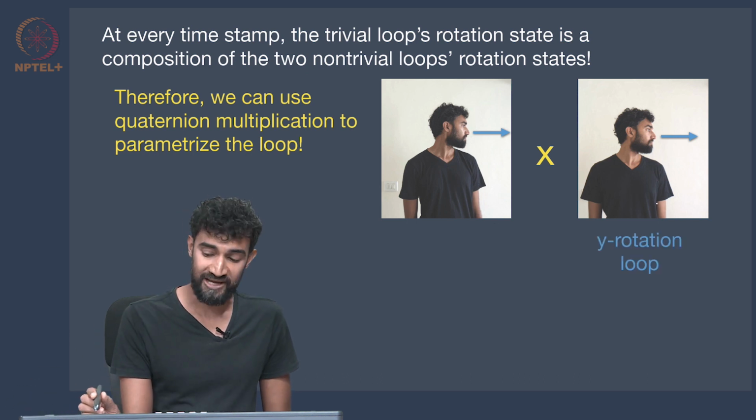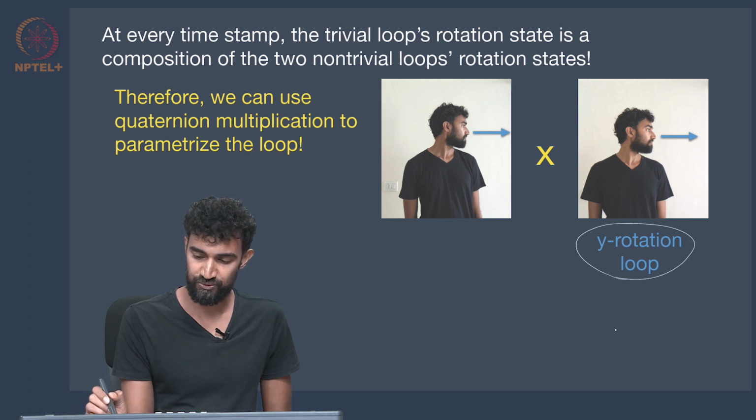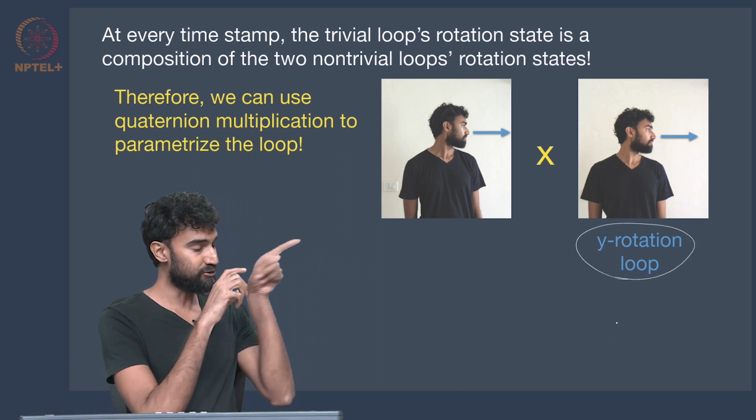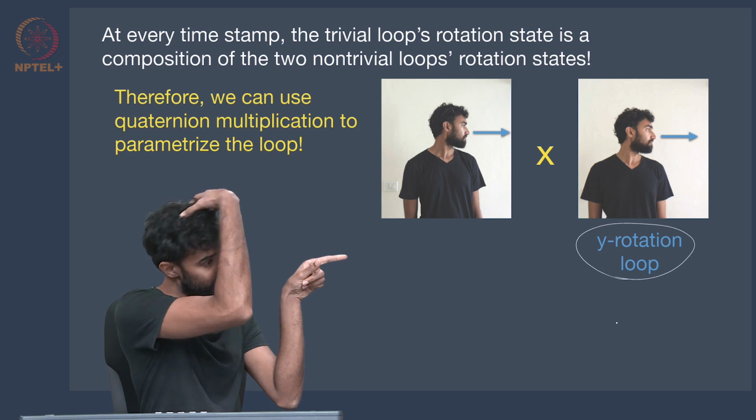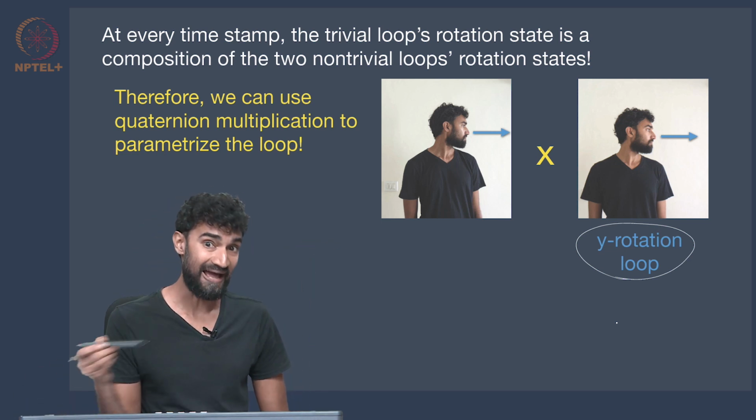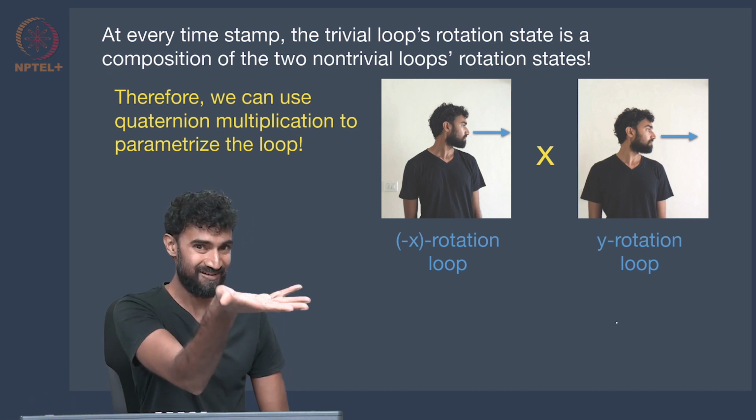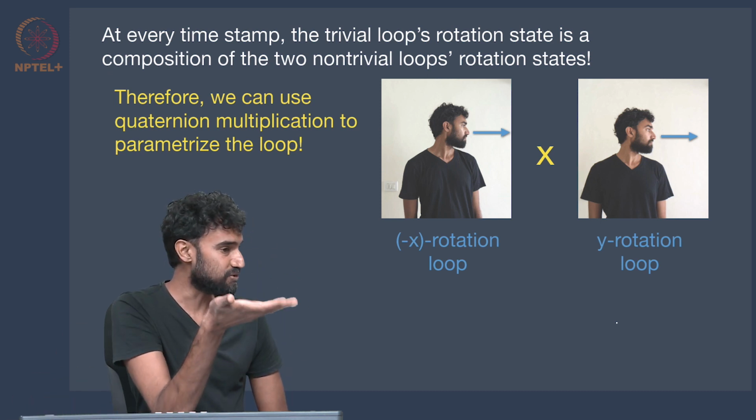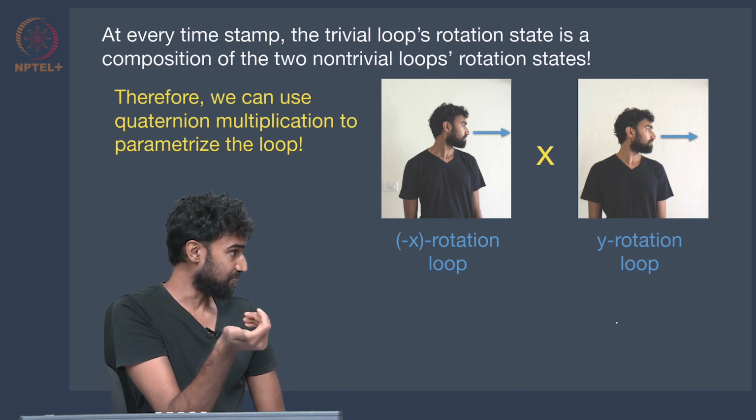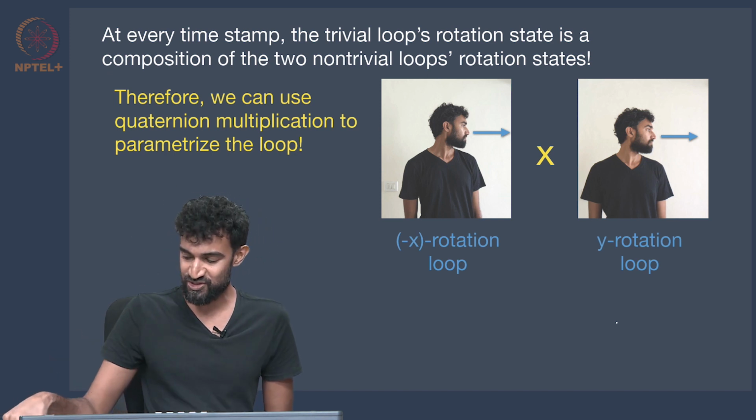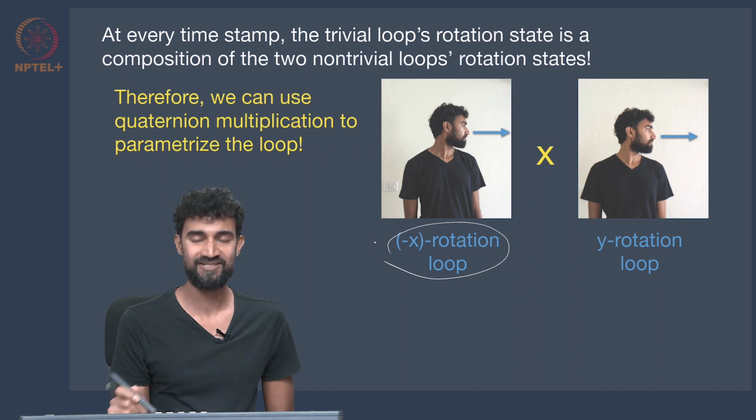So this one on the right is just a y rotation loop, because I'm literally rotating my head with respect to the y-axis. This one here is just an x rotation loop. By the right-hand rule, an x-axis rotation should go in this direction, but I'm going in this direction. So this is really a negative x rotation loop.